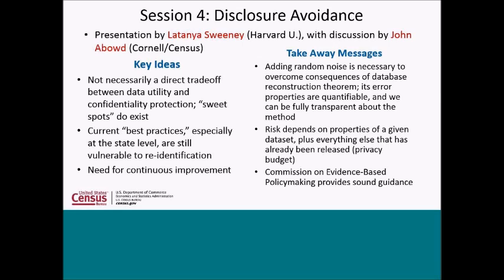Another point that came up was that the risk of disclosure does depend on the properties of any given data set that you're releasing, but it also depends on everything else that has already been released into the public. And so we have to pay attention to the so-called privacy budget, that we can't expend all of our marbles on this data release, because that may preclude our ability to release more in the future. And both LaTanya and John emphasized that the recent work by the Commission on Evidence-Based Policymaking should provide an excellent guide. The guidance that they provide is very sound, and we need to be looking at that.